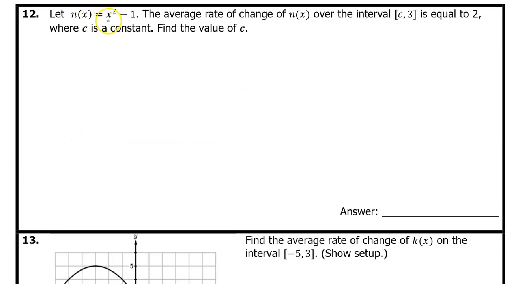Let n of x equal x squared minus 1. The average rate of change of n of x on the interval from c to 3 is equal to 2, where c is a constant. Find the value of c.